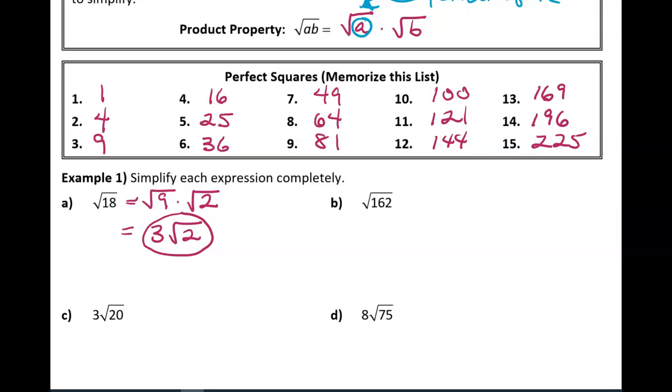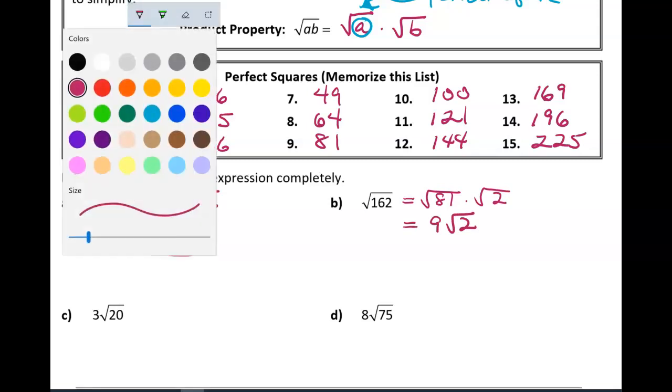In B, 162 is a larger number, and there may be some smaller numbers in the perfect square list that divide evenly into 162, but the largest number that divides evenly into it is 81. So 81 times 2 is 162. It's important that you bring down the square root here when you're simplifying. The square root of 162 is the square root of 81 times the square root of 2. So that's equal to 9 times the square root of 2.